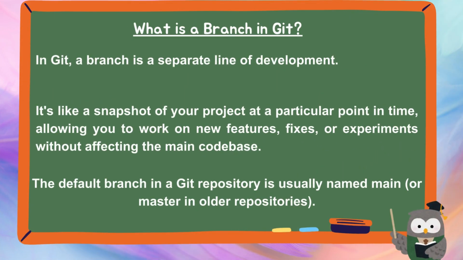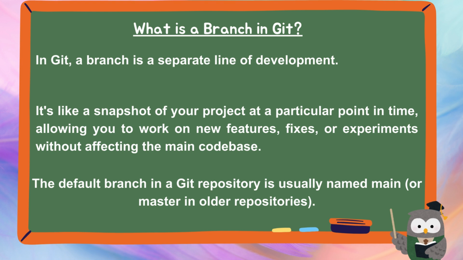In Git, a branch is a separate line of development. It is like a snapshot of your project at a particular point in time, allowing you to work on new features, fixes, or experiments without affecting your main code base. Think of a branch as a copy of your project where you can make changes, and these changes are isolated from other branches. The default branch in a Git repository is usually named main, or in older repositories it is master. This is where your stable code lives, the version that is ready to be deployed or shared.